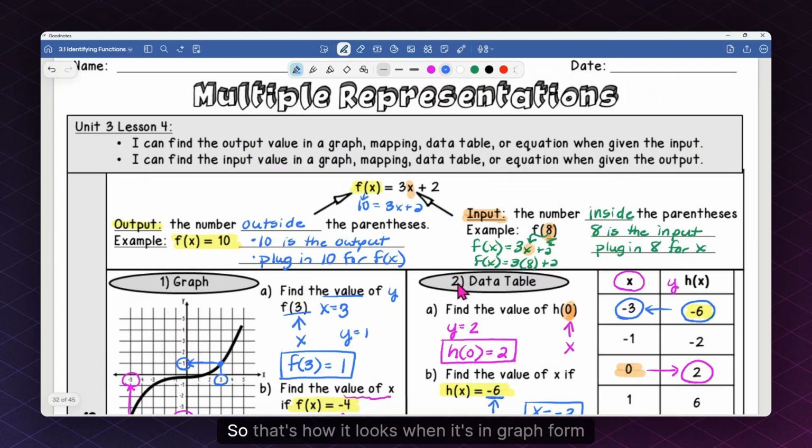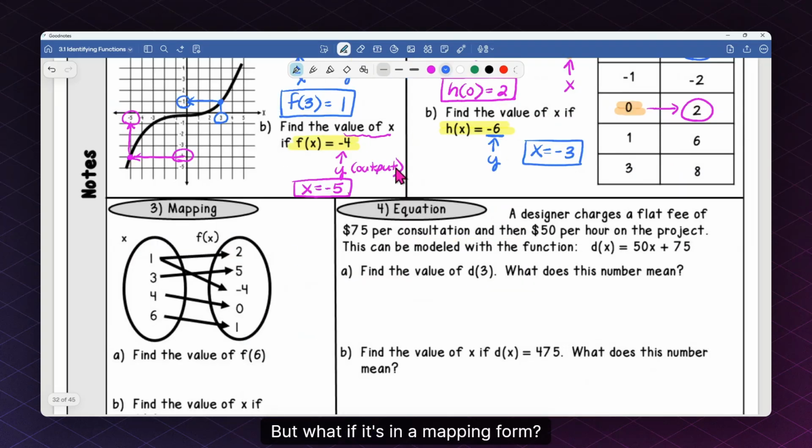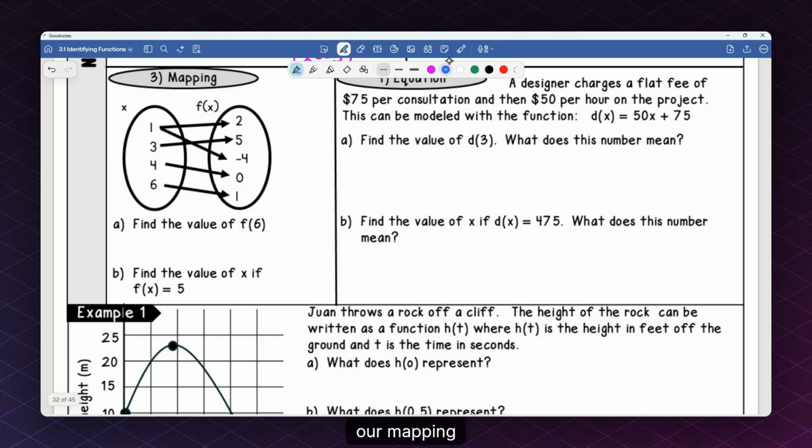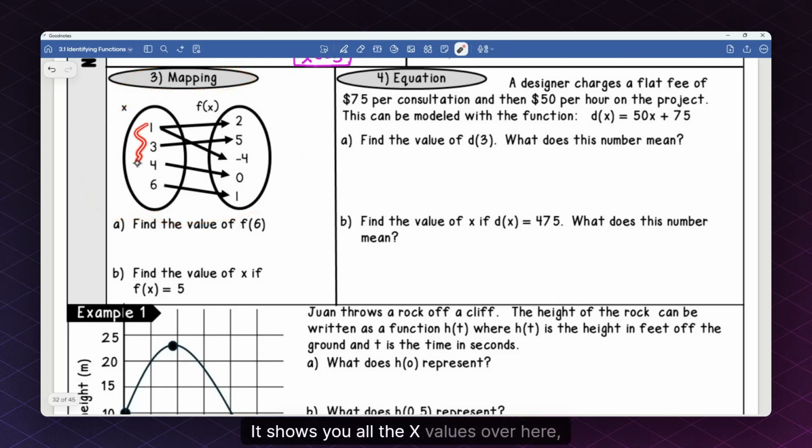Okay, so that's how it looks when it's in graph form using function notation and when it's in data table form. But what if it's in a mapping form? Remember, our mapping shows all the possible points. So this is a mapping. It looks like this. It shows you all the x values over here and it shows you all the possible y values.